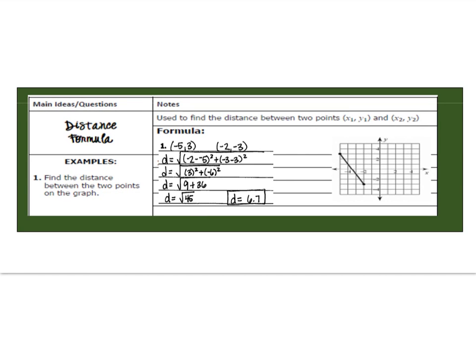If you look here, you will see that we took our x values, which are -5 and -2, and we put them together. We put our y values together, 3 and -3. When we square them, we get 3 squared and -6 squared. We add it, we get 9 plus 36, which is 45. And the square root of that is 6.7. What does that mean? That means the distance, or the length of the segment, is 6.7 units.